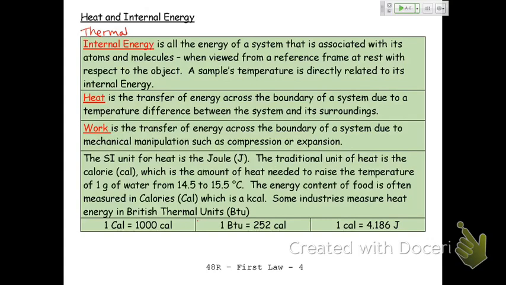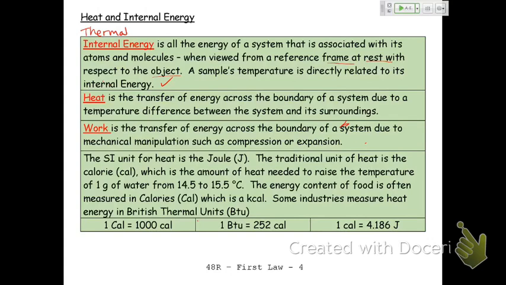So when viewed from a reference frame at rest with respect to the object, a sample's temperature is directly related to its internal energy. So when your internal energy changes, your temperature changes. And when your temperature changes, your internal energy changes. I didn't get that for the longest time. It's so obvious they didn't bother putting it in big letters in the book, so I missed it. And it's really valuable. So that's the first thing, internal energy.